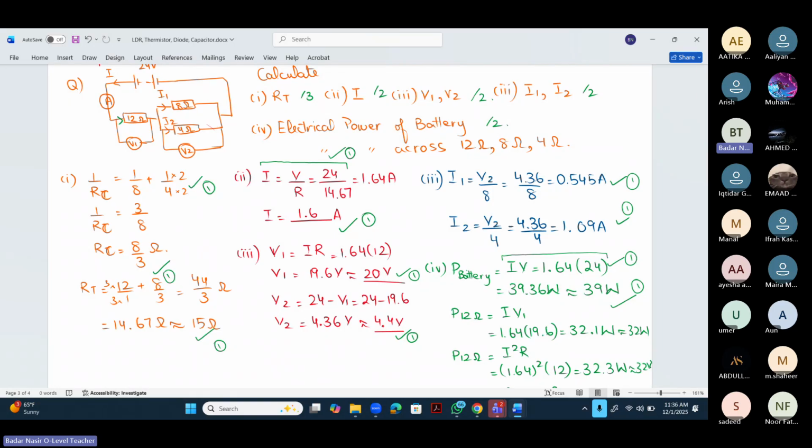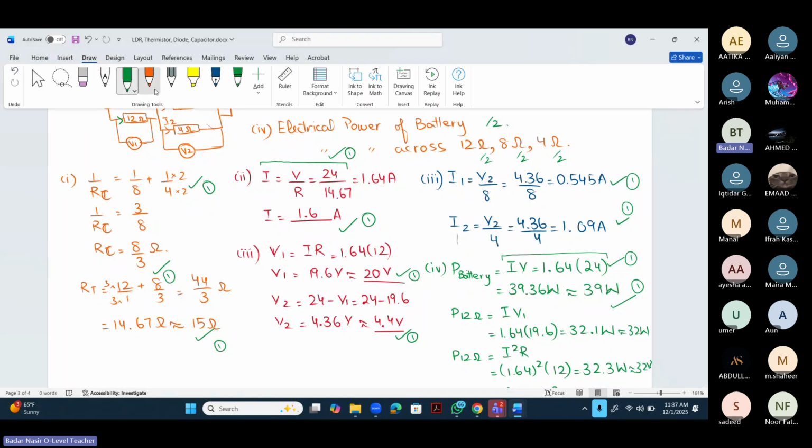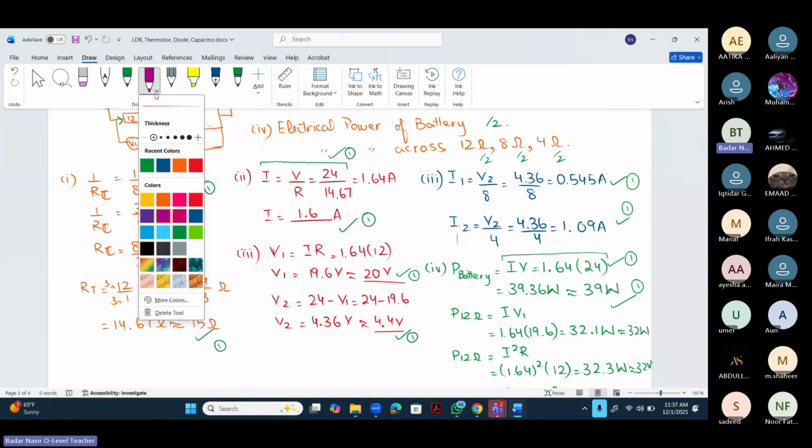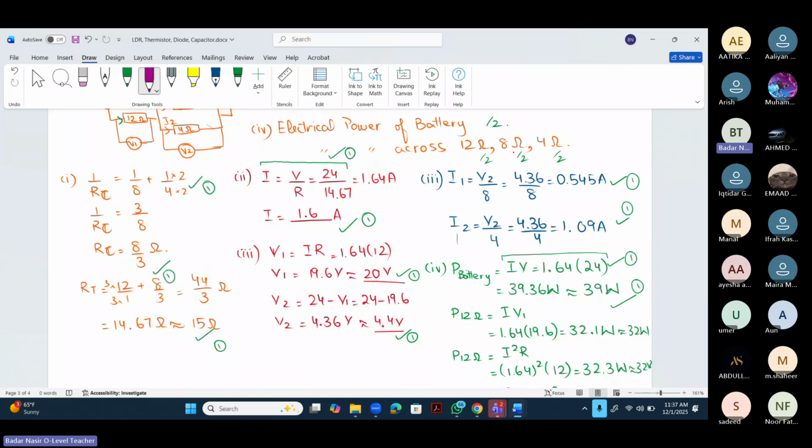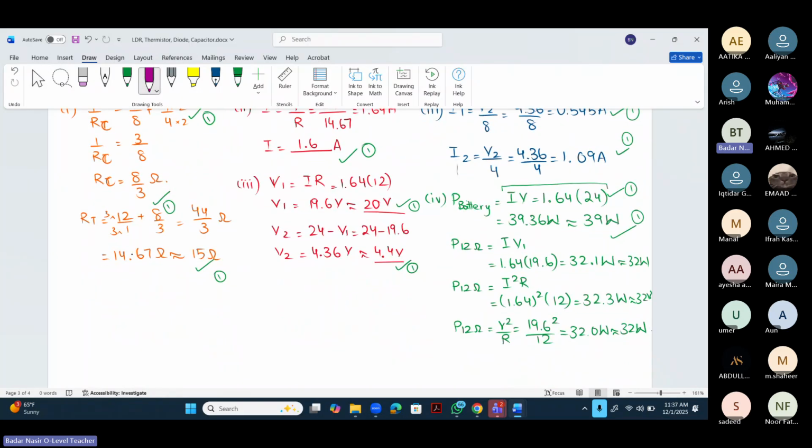Now let's say if you have to calculate the power across the 12 ohm resistor, again, that will also be for 2 marks, 1 mark for the formula, and 1 mark if you write down the correct answer. Okay, now let's just quickly calculate the electrical power across the 8 ohm and the 4 ohm resistor.